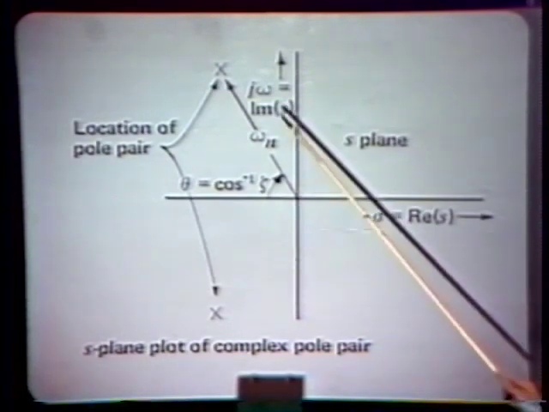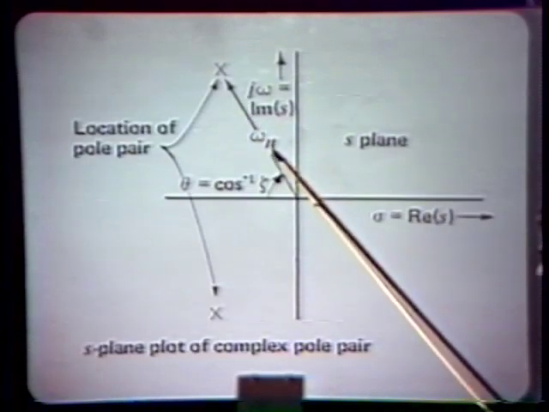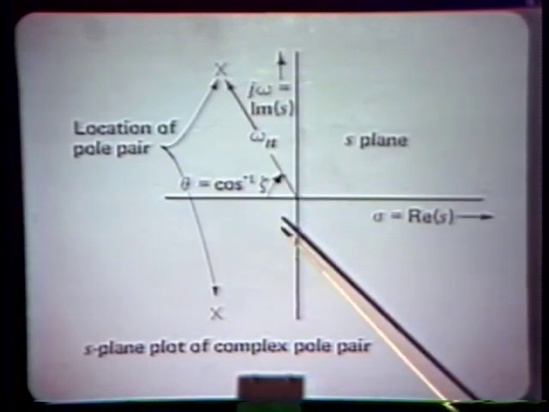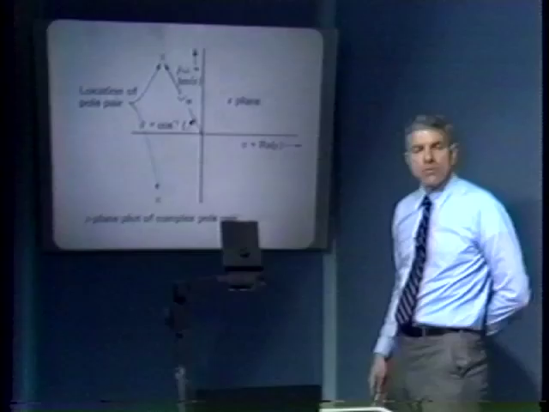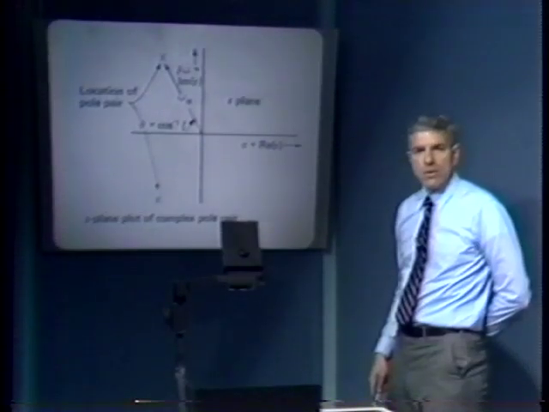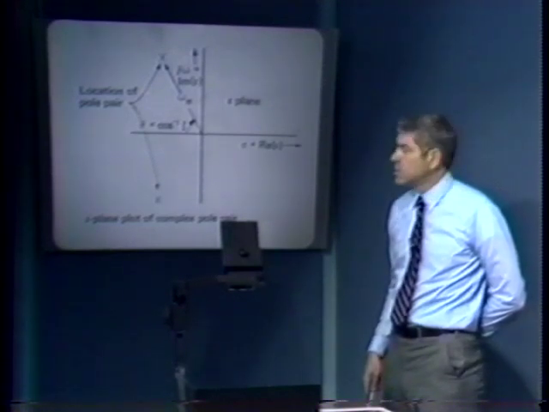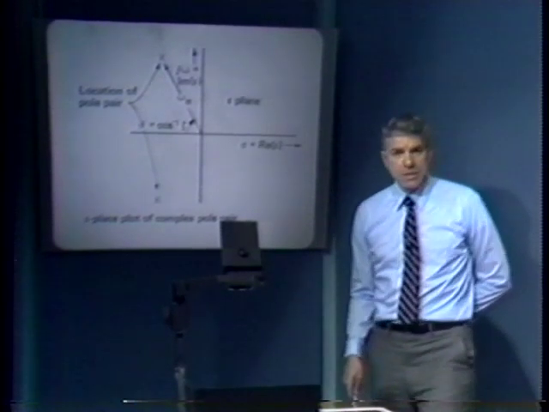So this is the physical significance of the 2 quantities. In particular, omega n gives us the radial distance of the complex conjugate pole pair from the origin and effectively indicates the speed of response of the system. Recall that if we simply stretched the S-plane but maintained all relative locations the same, all the angles the same, we'd simply alter the speed of the response of the system. And so the natural frequency gives us a measure of the speed of response of the system.